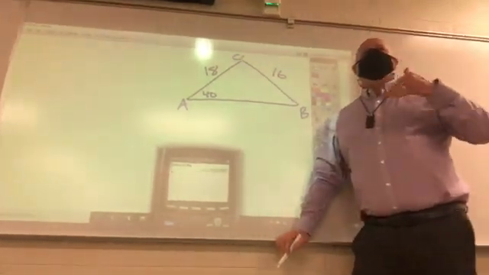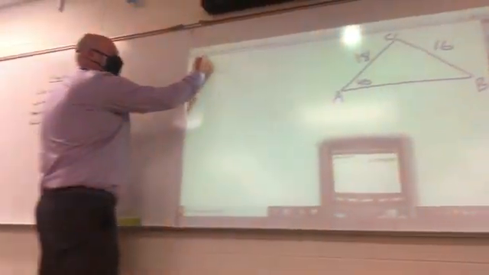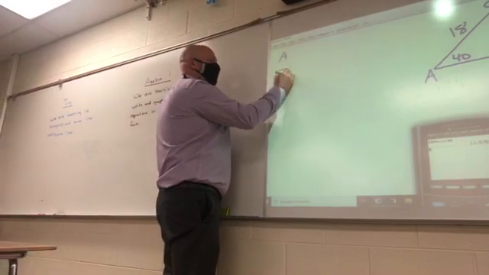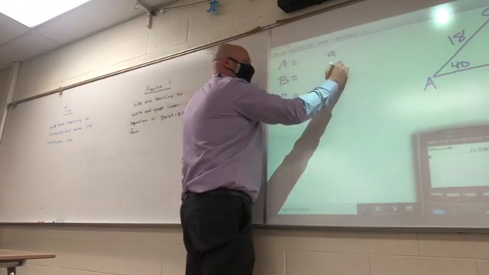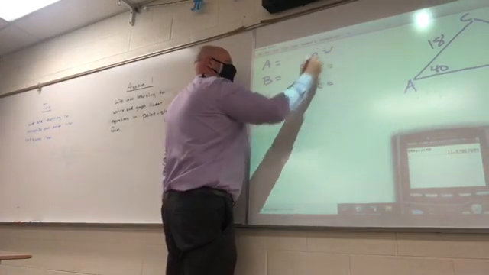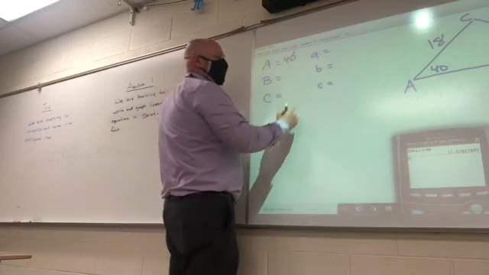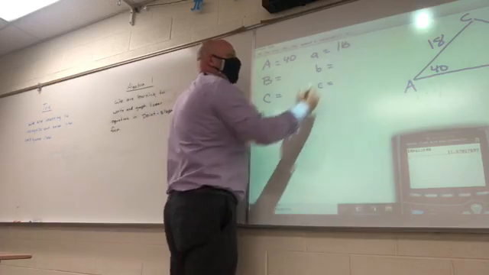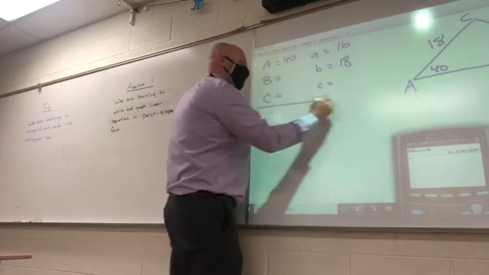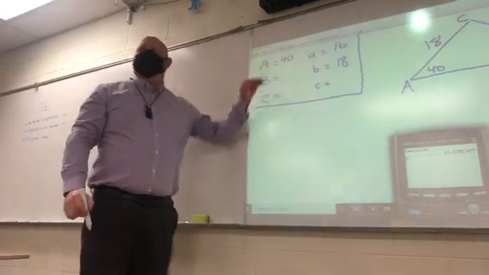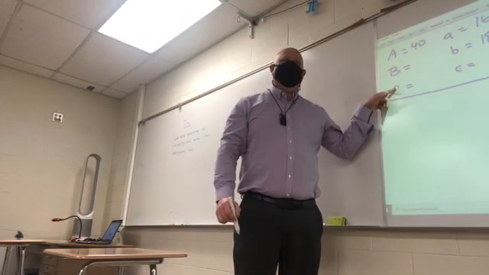The second you realize that there's 2 solutions, here's what I want you to do. You write down A, B, C, and put in the given information. You got a 40. We know side A is 16, and side B is 18. When you finish that list, how many solutions is this?